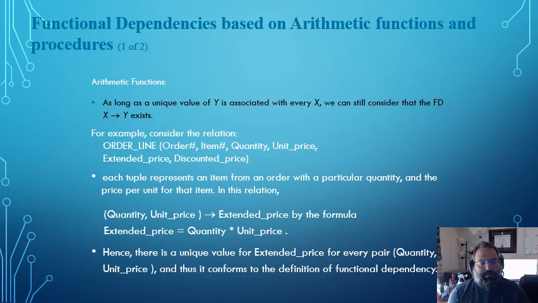Algorithmic functions: as long as a unique value of Y is associated with every value of X, we can still consider that to be a functional dependency, that the functional dependency X implies Y exists. For example, consider the relation order line: order number, item number, quantity, unit price, extended price, and discounted price. Each tuple represents an item of an order with a particular quantity and the price per unit for that item. In this relation, quantity and unit price implies extended price by the formula. Hence, there is a unique value for extended price for every pair, and thus it conforms to the definition of functional dependency.